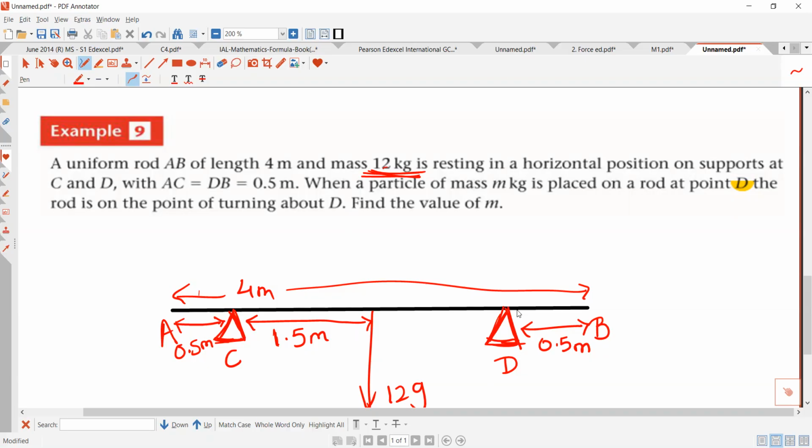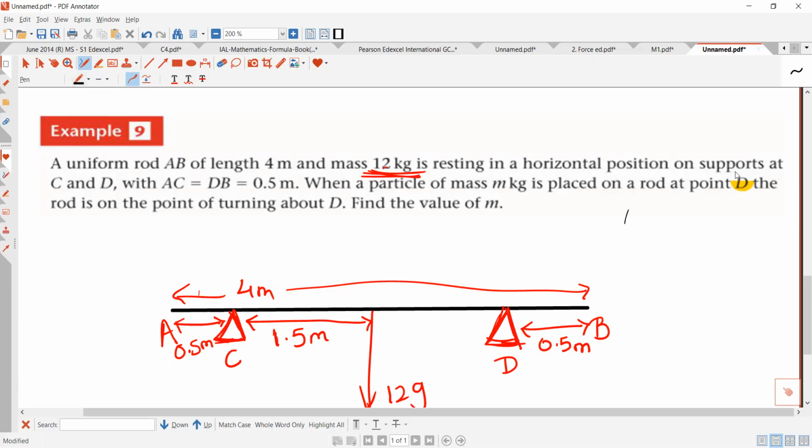Okay, now just have a look at this. I will change my color now. When a particle of mass m kg is placed on the rod at point D, the rod is, okay.